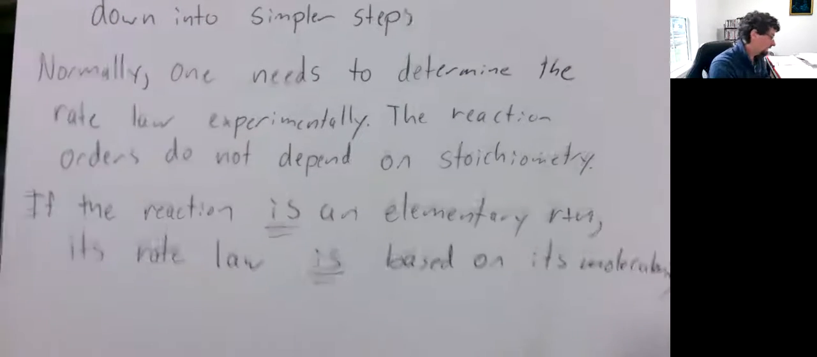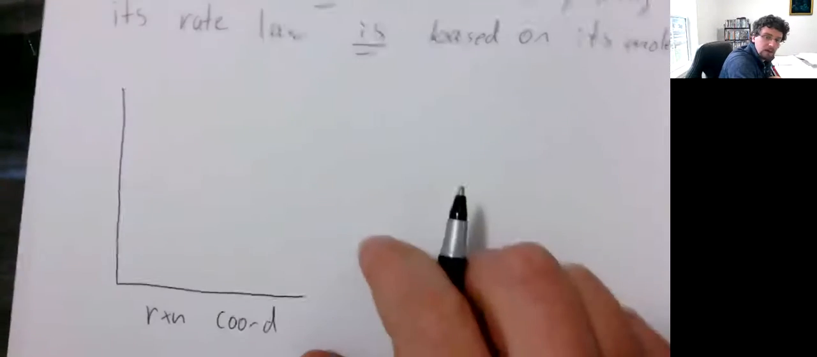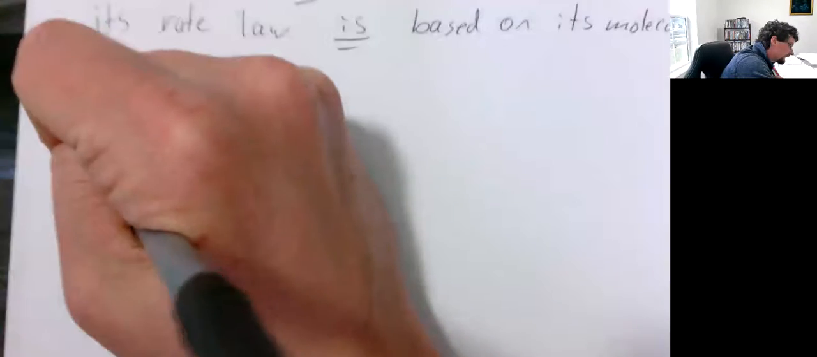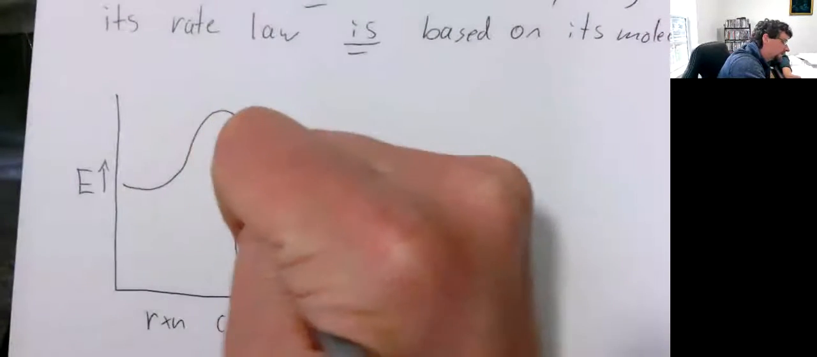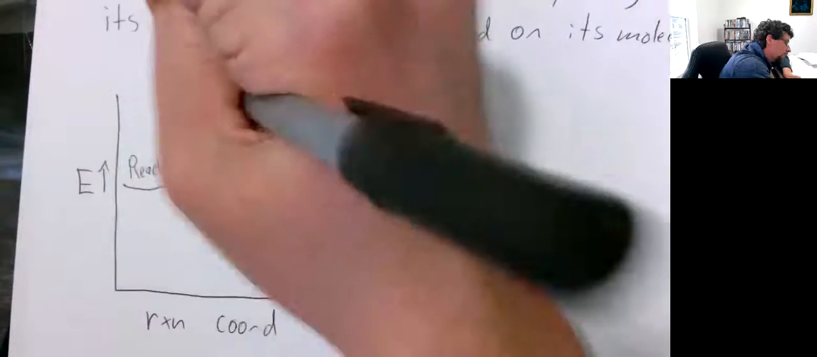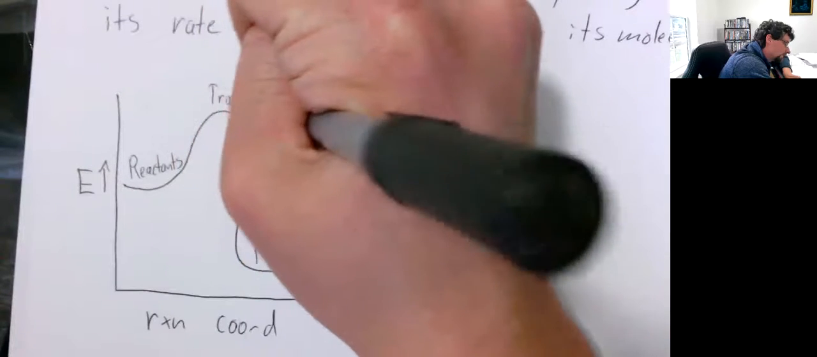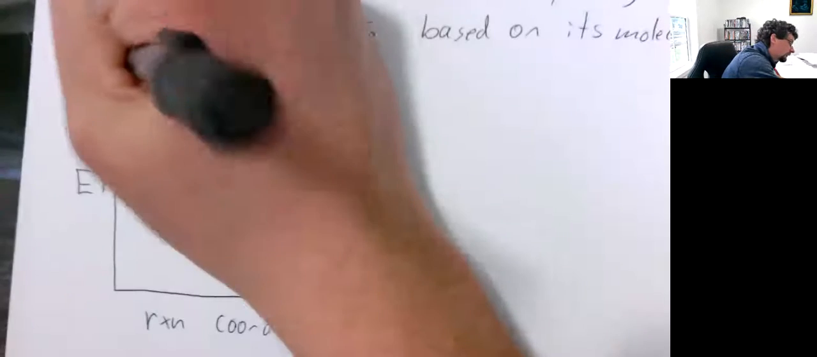Based upon the reaction coordinate diagram, let's look at two instances. So we're going to have our reaction coordinate on our x-axis, energy on our y-axis. And an example of an elementary reaction would be as follows, where we have our reactants, our products, and one transition state. So this is the energy profile, or reaction coordinate diagram, of an elementary reaction.